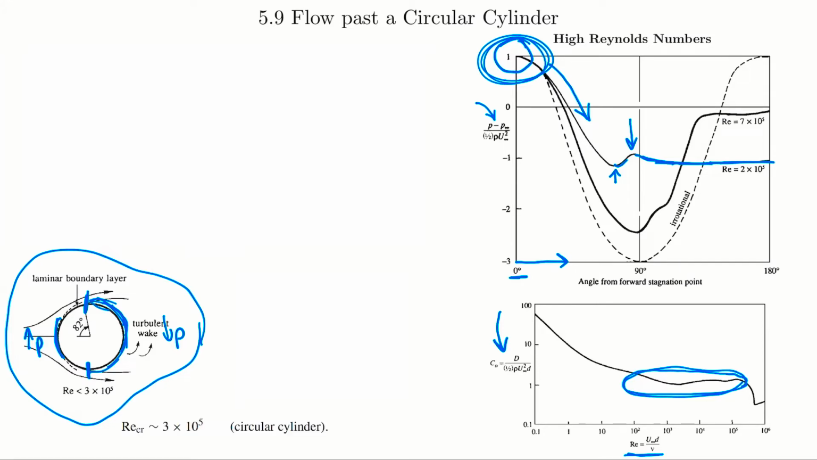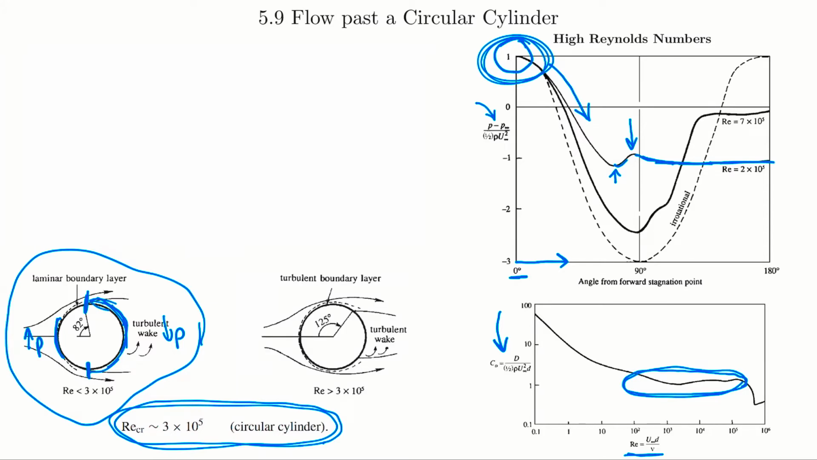Now our critical Reynolds number is approximately 3 times 10 to the 5. Remember, these things depend on a lot of different factors, but it's approximately 3 times 10 to the 5. That's where the laminar boundary layer becomes unstable and has a transition to turbulence. And we mentioned a turbulent boundary layer can overcome a larger adverse pressure gradient, so that'll push our separation point back further, because it can fight back against this adverse pressure gradient much better than the laminar boundary layer can.